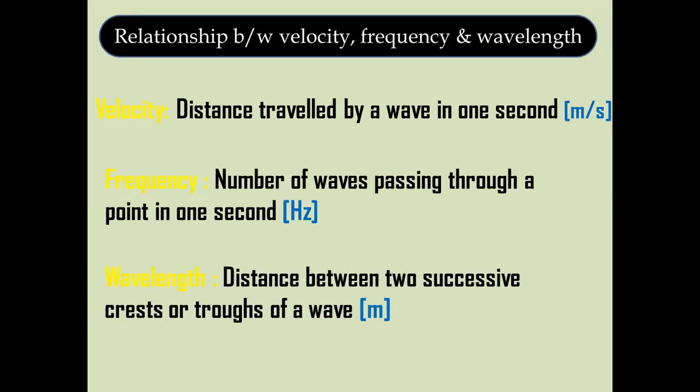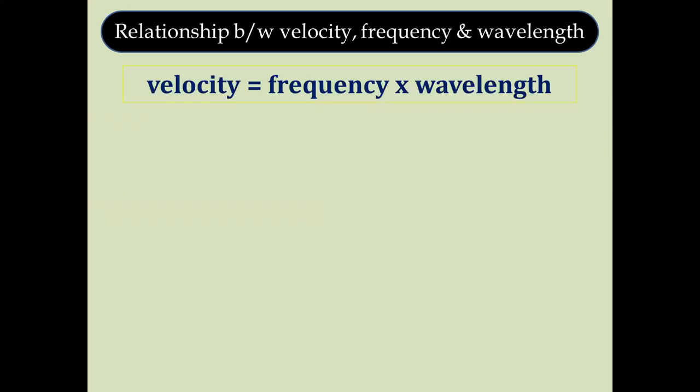While the wavelength is the distance moved between two successive crests or troughs of a wave. That is called the wavelength. The unit of wavelength is meter. The relationship between velocity, frequency, and wavelength: the velocity is equal to frequency multiplied by wavelength. We can represent this by the given formula.